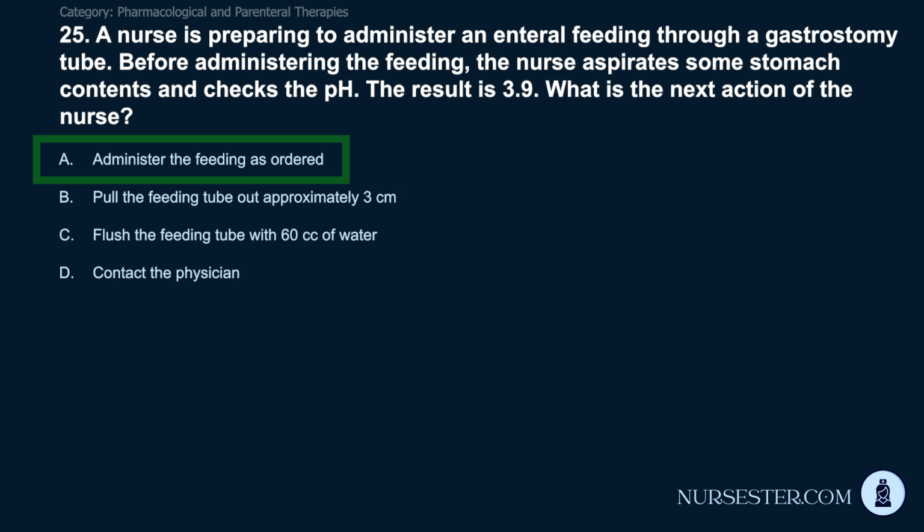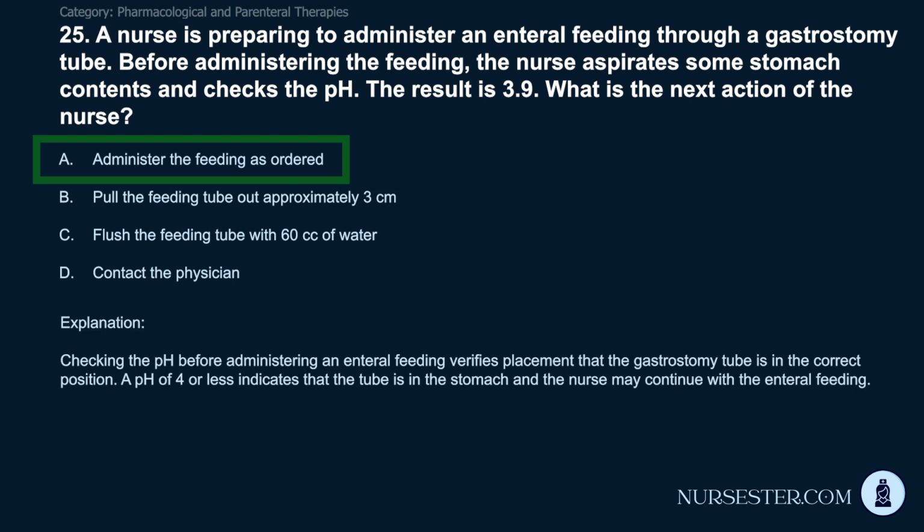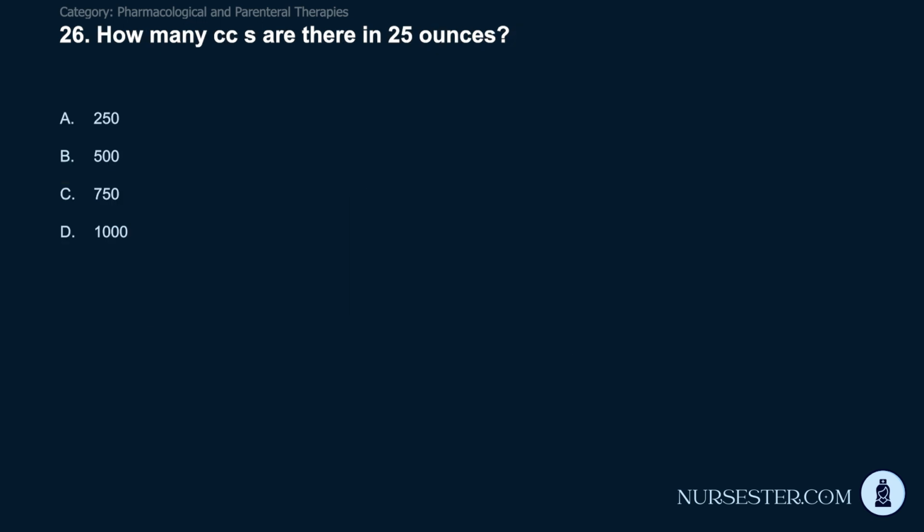Administer the feeding as ordered. Checking the pH before administering an enteral feeding verifies that the gastrostomy tube is in the correct position. A pH of 4 or less indicates that the tube is in the stomach and the nurse may continue with the enteral feeding.